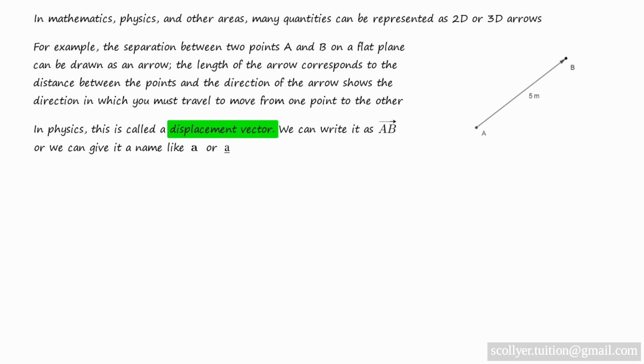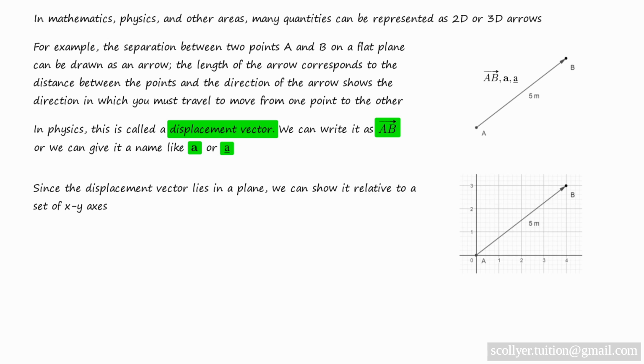There are various ways to write a vector. For example, we can describe a displacement vector by its endpoints, or we could simply give it a name, such as bold A or A underscore.